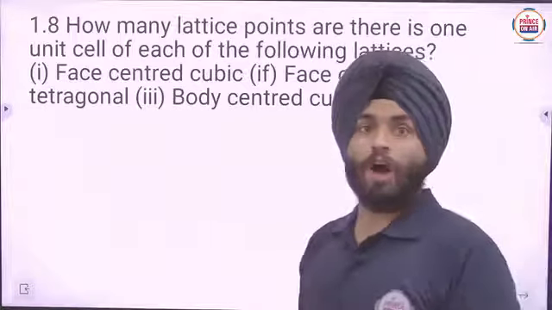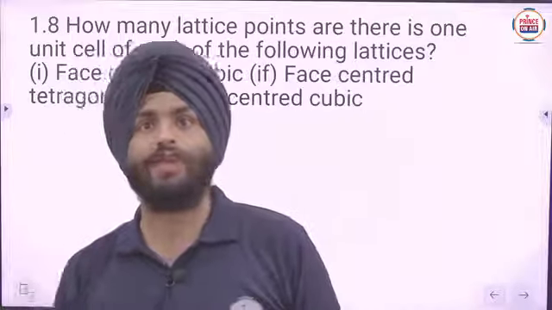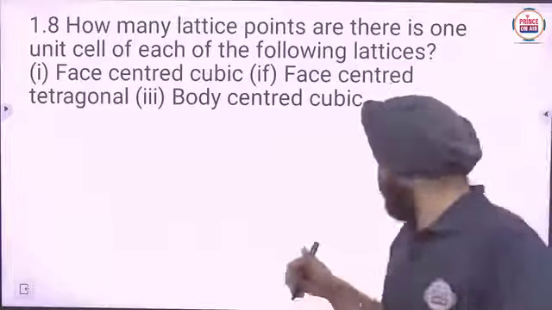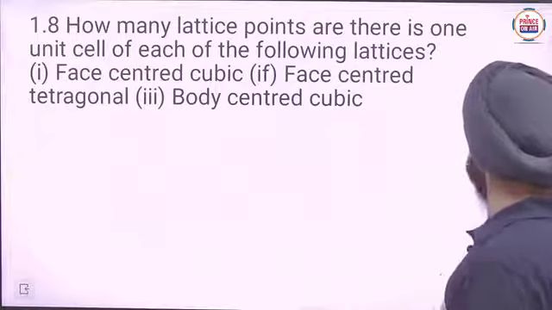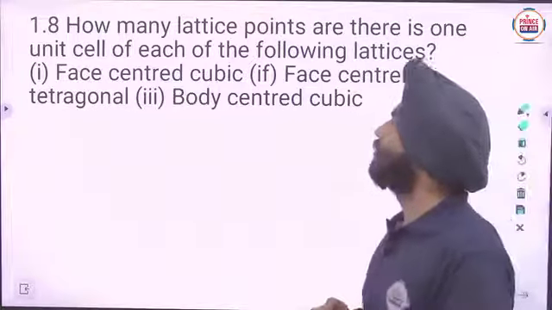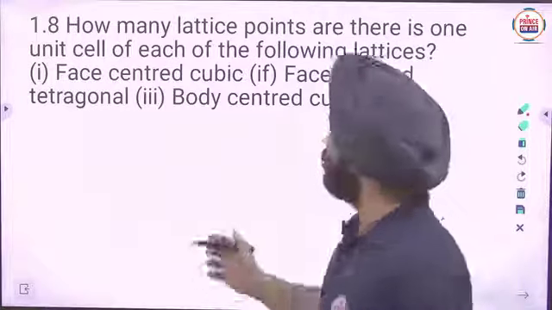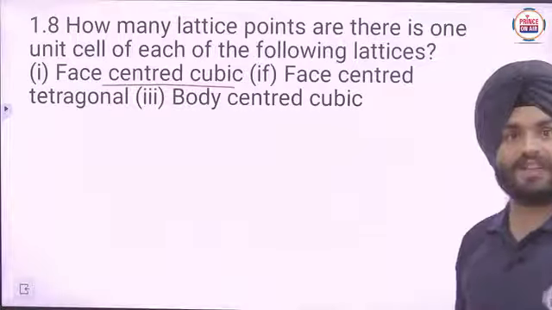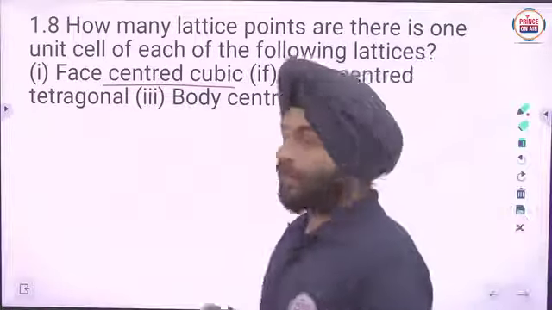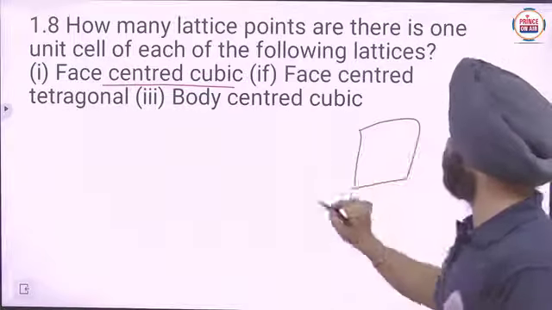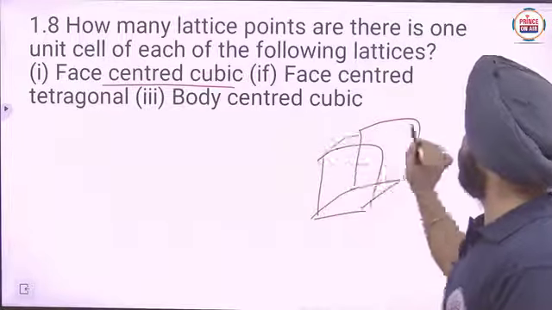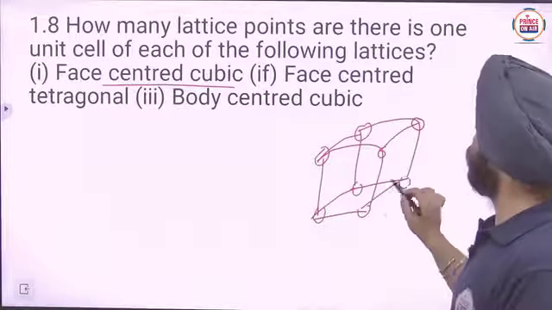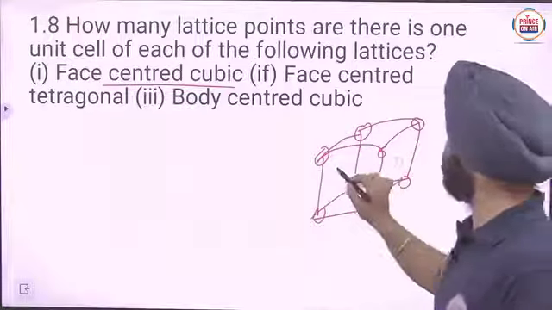Next one is, how many lattice points are there in one unit cell of each of the following lattices? They were asking about lattice points, not the number of particles. So the first one is face centered cubic. Face centered cubic is one in which the particles are present at the corners and also at the center of each face.